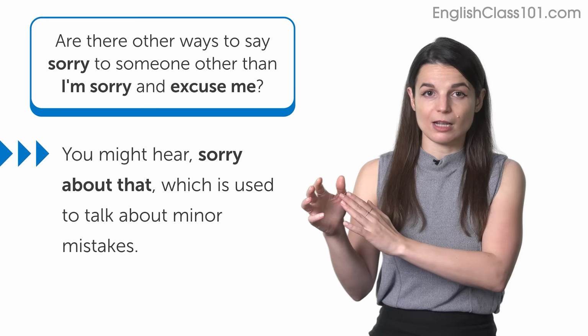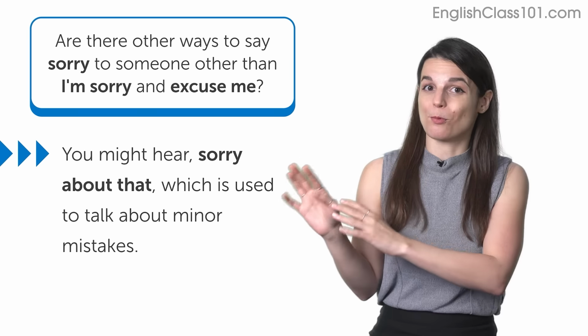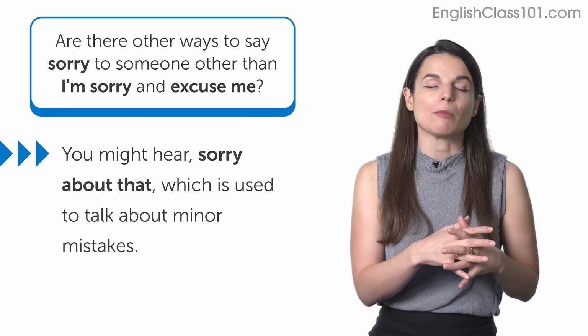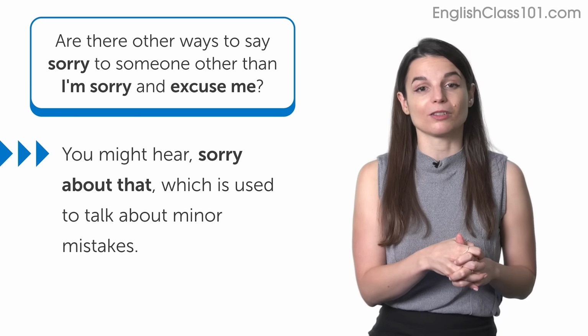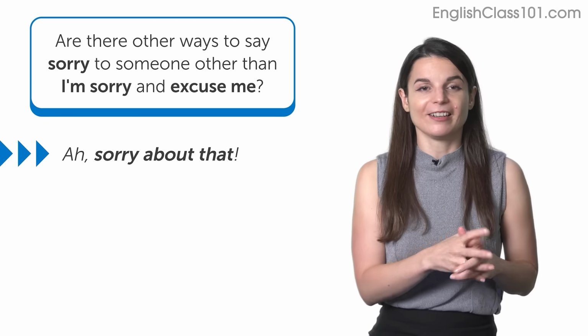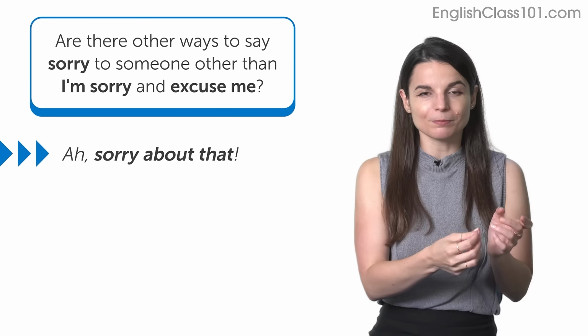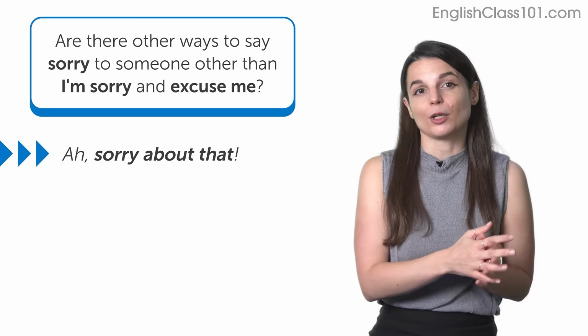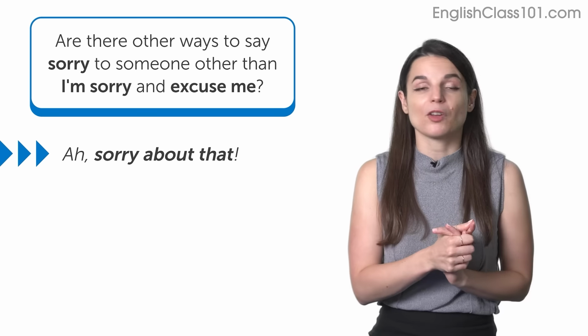If you make a big mistake and you say, sorry about that, people will probably get really angry with you. So if you make a small mistake, like maybe you forget to buy milk at the store, you might say, oh, sorry about that. It's not a huge problem. Maybe it's a small inconvenience for some time, but it's not a big deal. You can say, sorry about that.